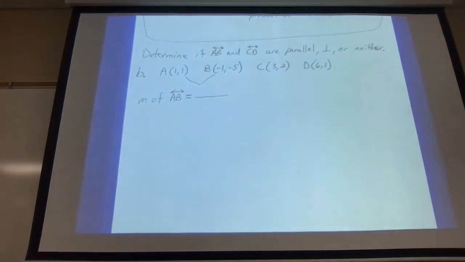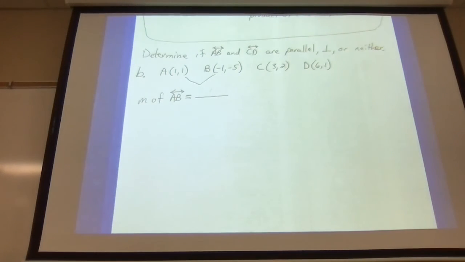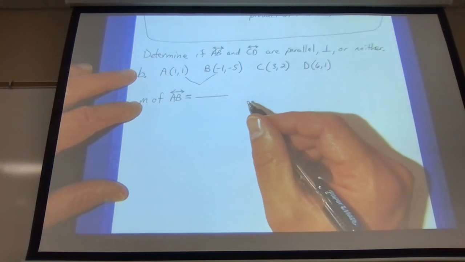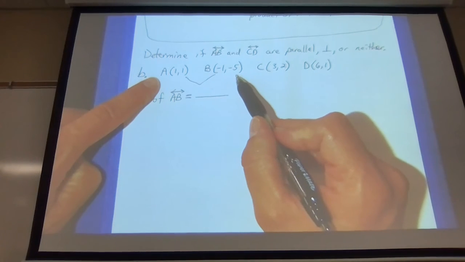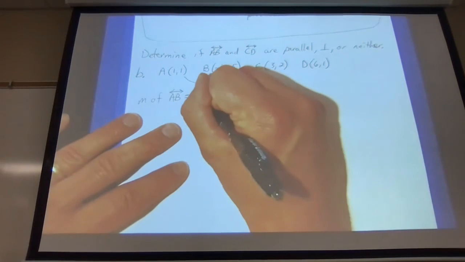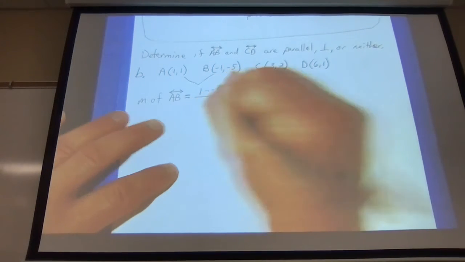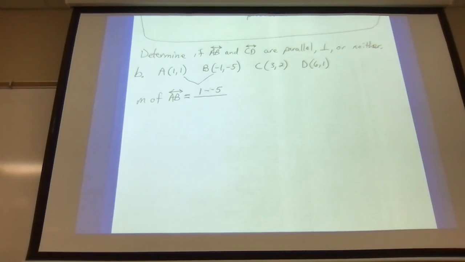When we do that, we're going to subtract the y's over the x's like we just got done doing. Allie, what are the y coordinates going to be this time? A and B, what's your y coordinates going to be? 1 and -5. So go 1 minus -5. Or you could go -5 minus 1. Either way is fine.